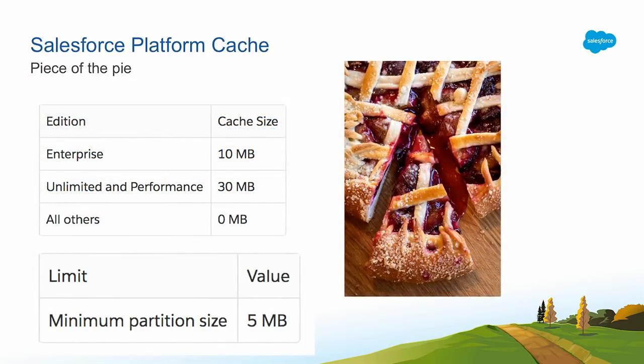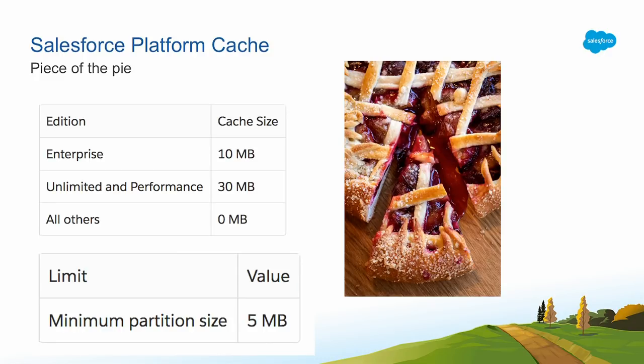All right, so Salesforce is giving us some of the cache. That's great. How much of this pie are we actually getting? And so as with all things, there's a free tier, and then you can always pay to play, so to speak, for a little bit more. But unlimited and performance editions are going to come with 30 megabytes out of the box. And enterprise and developer editions are going to come with 10 megabytes if you want to play around. All others are going to have 0 by default.